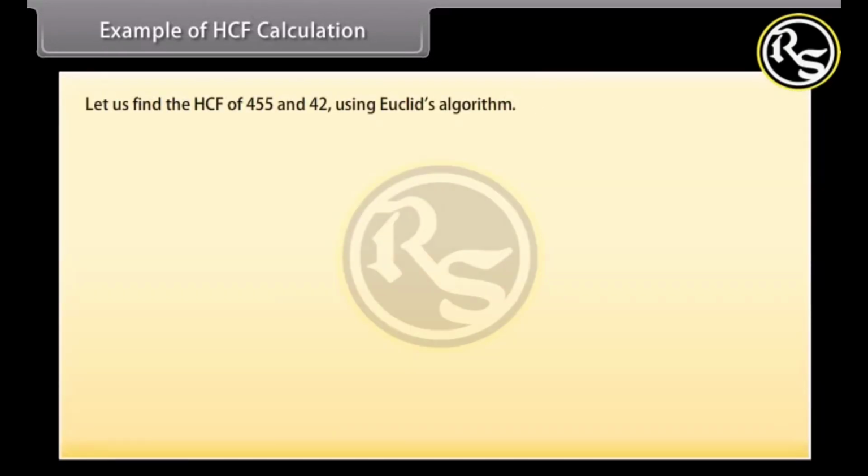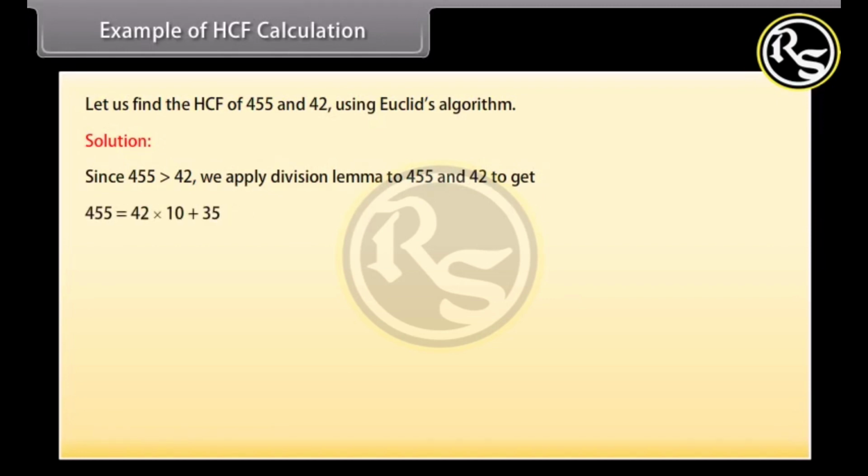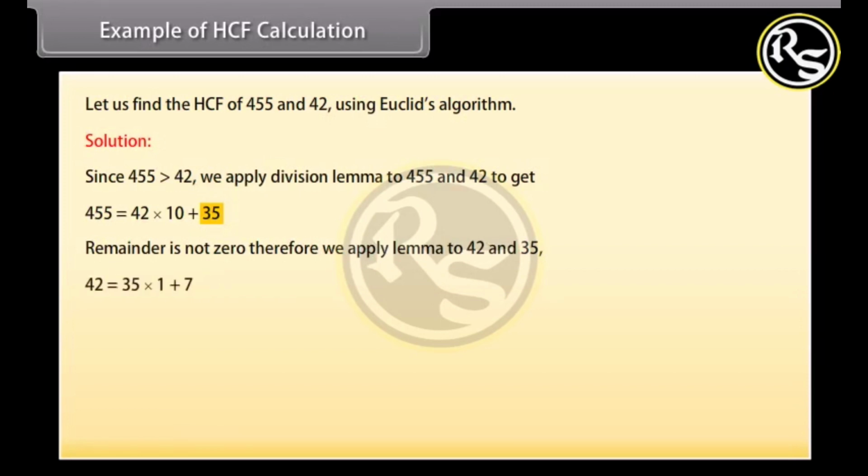Example of HCF calculation. Let us find the HCF of 455 and 42 using Euclid's algorithm. Solution. Since 455 is greater than 42, we apply division lemma to 455 and 42 to get 455 = 42 × 10 + 35. Remainder is not 0, therefore we apply lemma to 42 and 35. 42 = 35 × 1 + 7. Again, the remainder is not 0, therefore we apply lemma to 35 and 7.